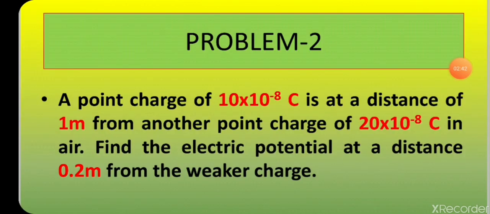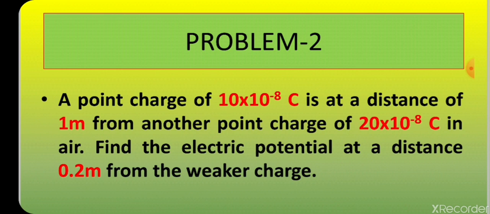The next one, problem 2. A point charge of 10 into 10 power minus 8 coulomb is at a distance of 1 meter from another point charge of 20 into 10 power minus 8 coulomb in air. So these are the two point charges. One is 10 into 10 power minus 8 and another is 20 into 10 power minus 8 coulomb. These two are kept in air medium and they are separated by a distance of 1 meter.